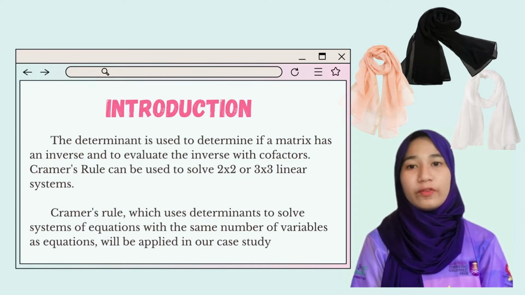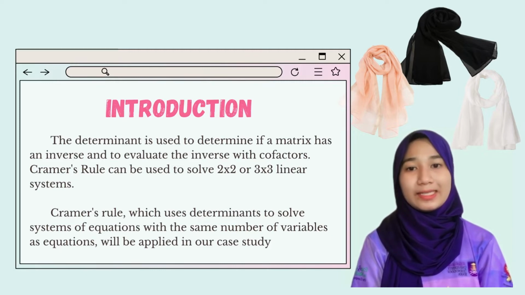So, for the introduction, the determinant is used to determine if a matrix has an inverse and to evaluate the inverse with cofactors. Cramer's rule can be used to solve 2x2 or 3x3 linear systems. Cramer's rule, which uses determinants to solve a system of equations with the same number of variables as equations, will be applied in our case study.